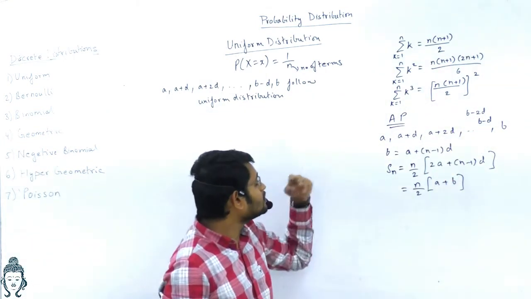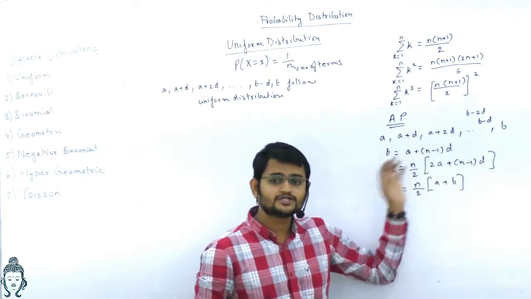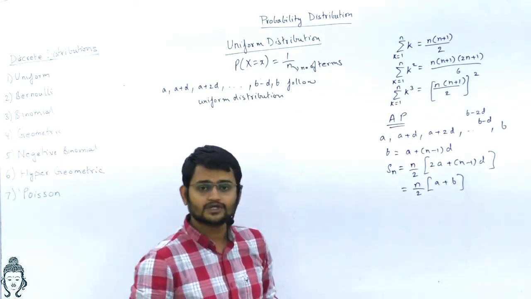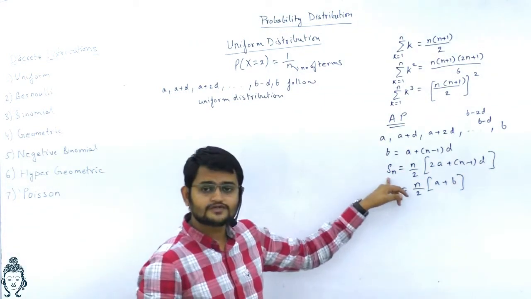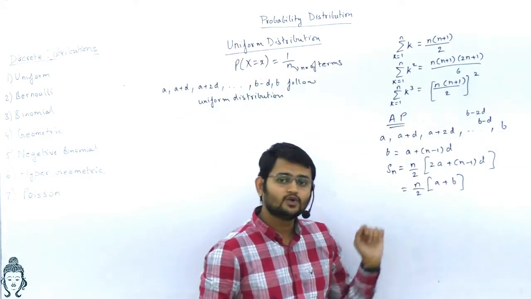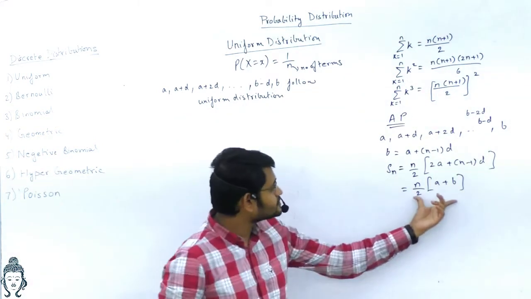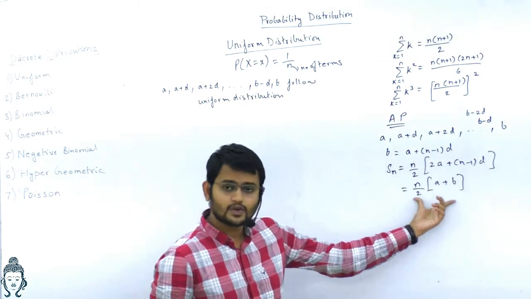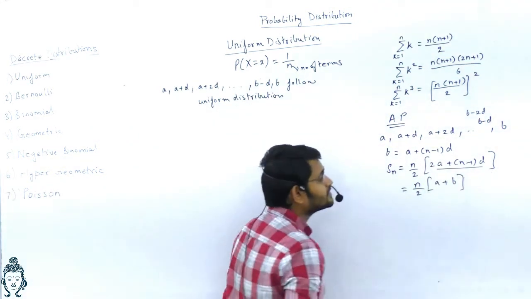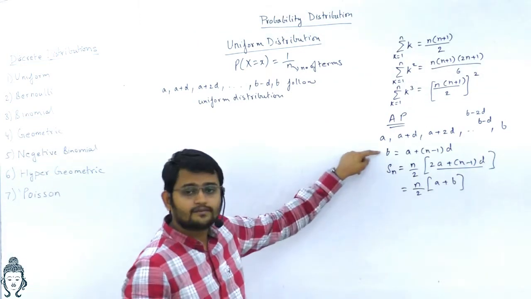Now, out of n number of terms, how many such combinations can we get? We can get n by 2 combinations. So sum of all of such combinations is going to be a plus b into n by 2. So logically also we can get a plus b into n by 2, or you can just replace a plus n minus 1 d with b.